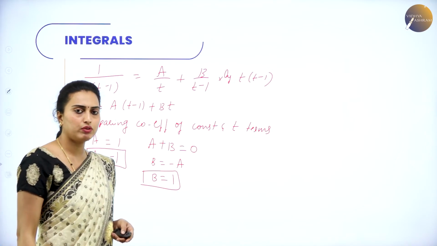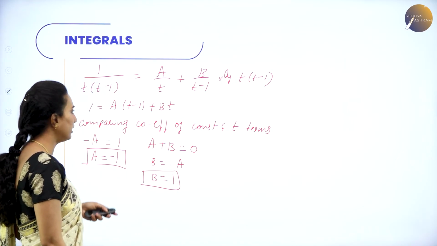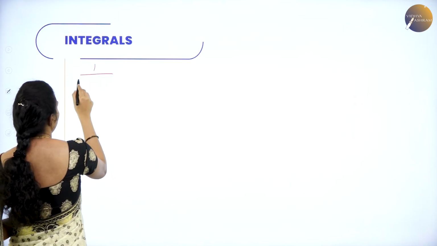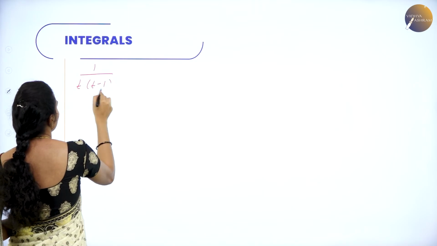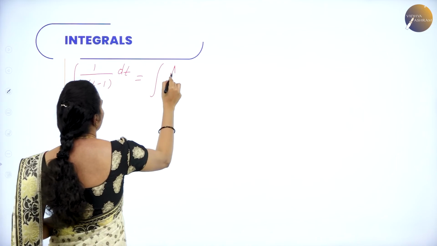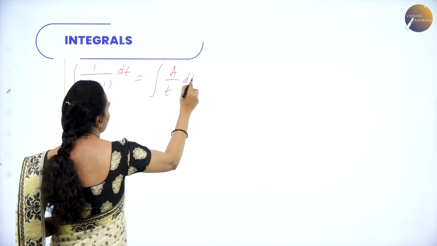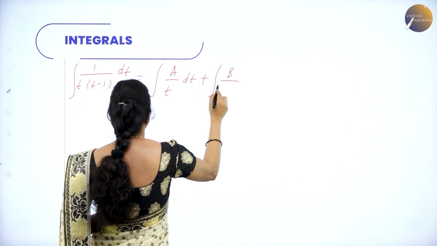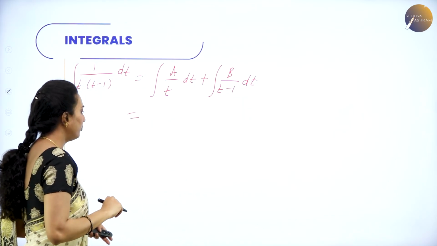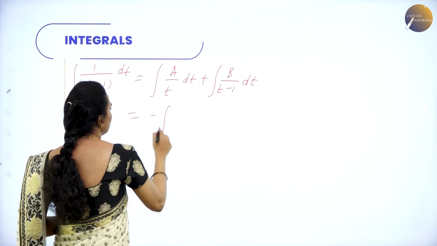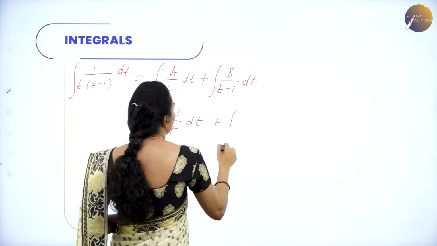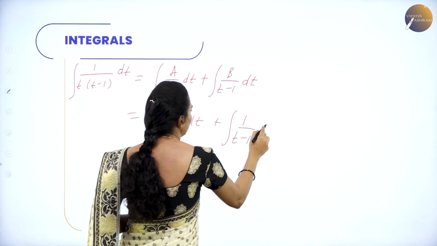So b you got plus 1, a you got minus 1. Substituting back and integrating: integral of 1 divided by t into t minus 1 into dt becomes integral of a divided by t into dt plus integral of b divided by t minus 1 into dt. The a value we know is minus 1, so minus integral of 1 divided by t into dt, and the b value we know is plus 1, so plus integral of 1 divided by t minus 1 into dt.